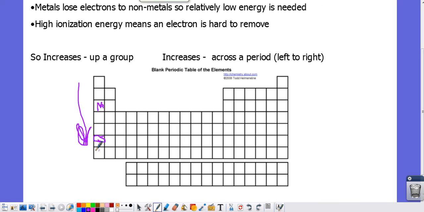This again is written opposite of the way I would think about it. It says increases as you go up. As you go up, it increases. As you go down, it decreases. I usually think from the down perspective.